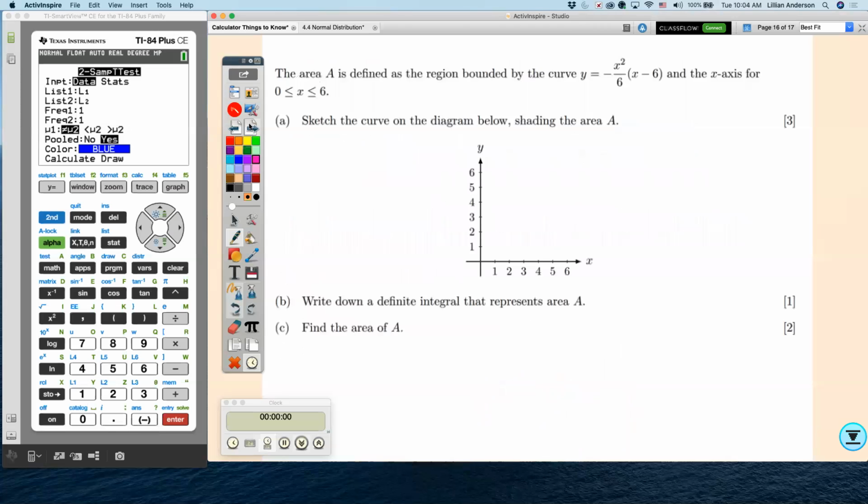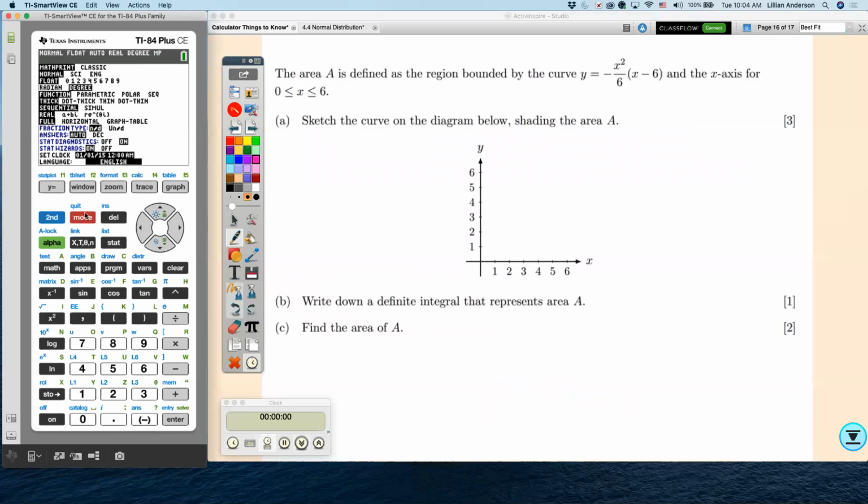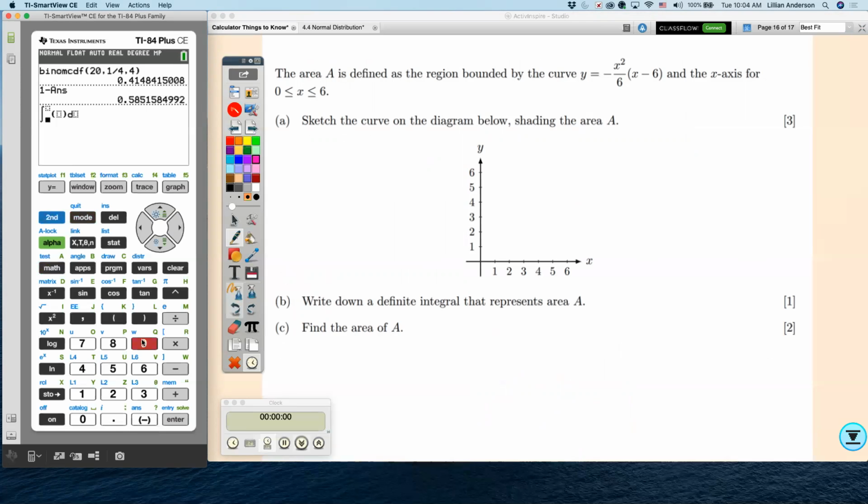I don't know what else I'm going to have you do on your own. The last thing you need to know with your calculator is how to find the integral. Remember, that's math, option 9. Math option 9. And that's how you'll be able to find the area from 0 to 6 of your function. Just make sure that you include the dx at the end. And it gives you your area.